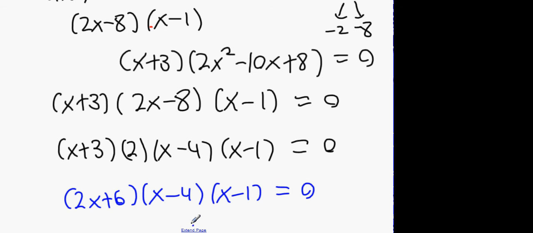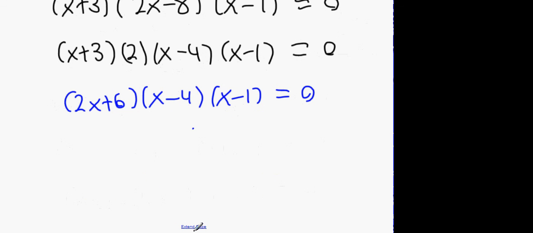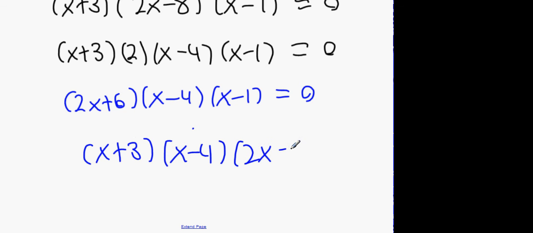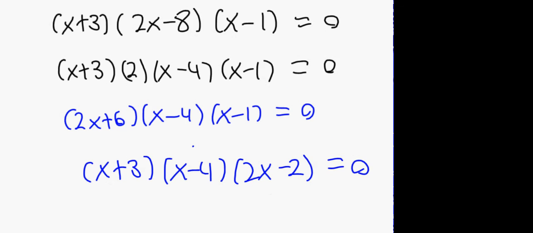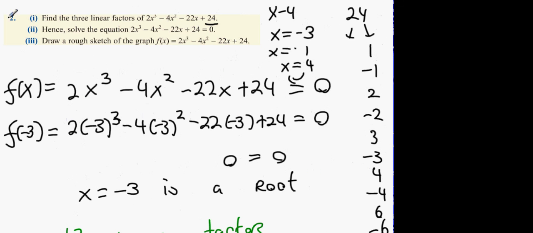Another version would have been to bring the 2 over here, and I'd get x plus 3 times x minus 4 times 2x minus 2. No matter what the combination is, all 3 of them will still multiply out to give me the polynomial. So you are right about that. The bottom line is, it doesn't matter which one you start off with.